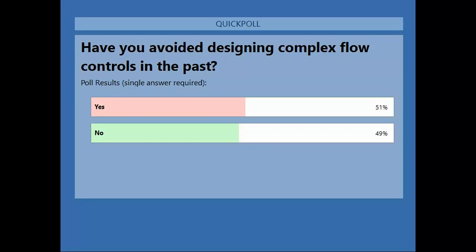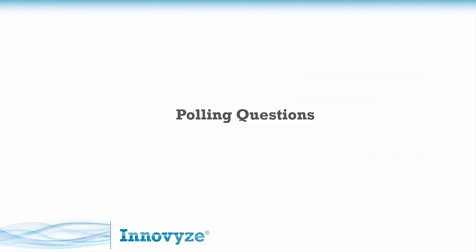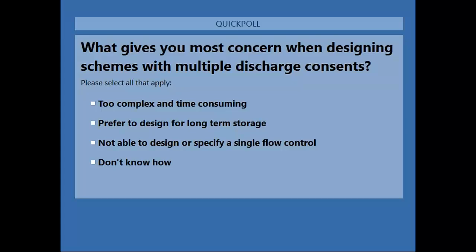So we're going to ask you another one, and we're going to see why it might be. What are your biggest concerns when designing these complex flow controls? Hopefully you should now see the second question on there. You can start to fill that one in. Again, we'll give it a little bit of time for you to get your responses in.